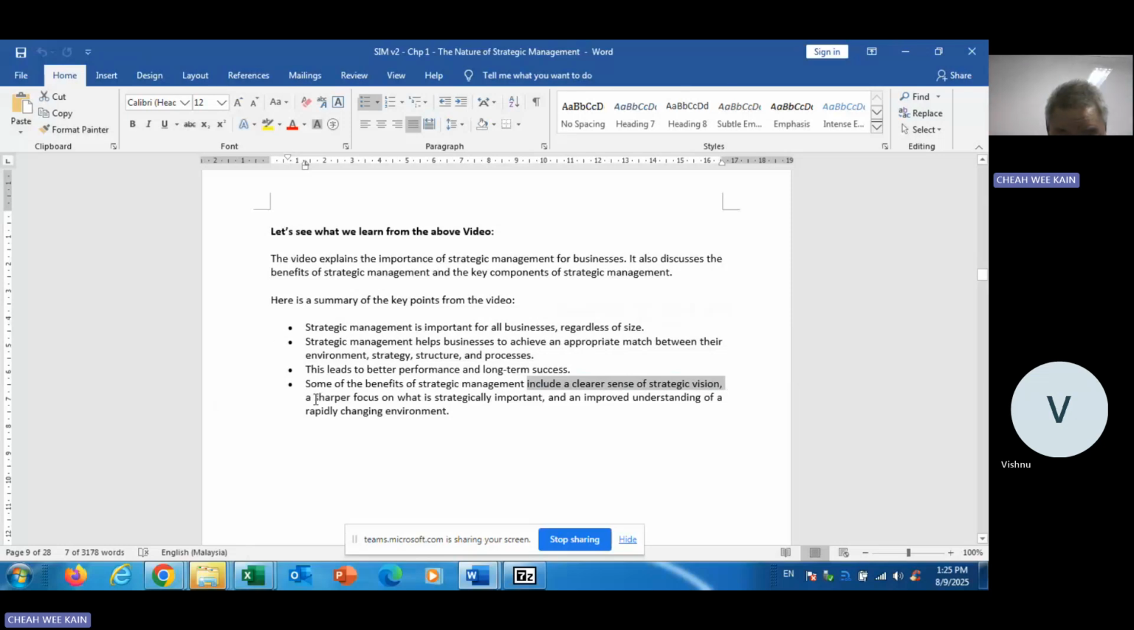Then you focus on what is important. If you are focusing on things that are unimportant, then your priority is wrong. Your resources will be wasted. Okay? And improved understanding of a changing environment. Now, the environment keeps on changing. There's no such thing as a static environment. The only permanent thing in this world is that there will be change. Okay?